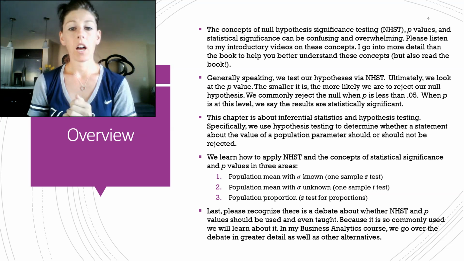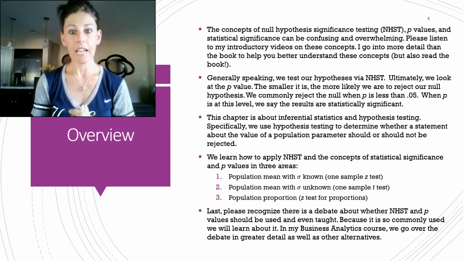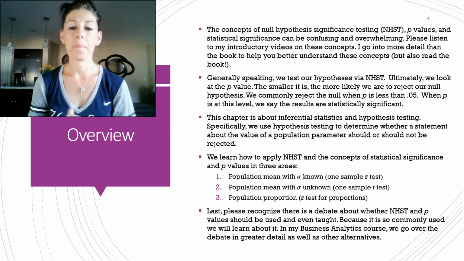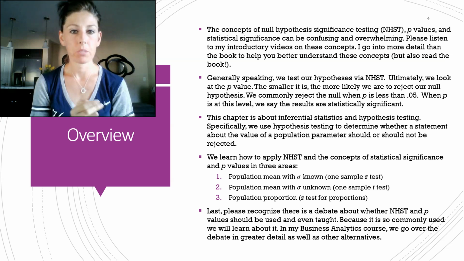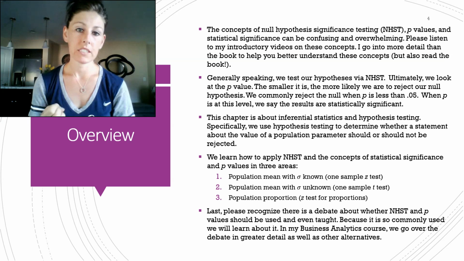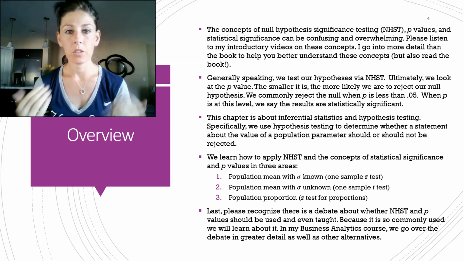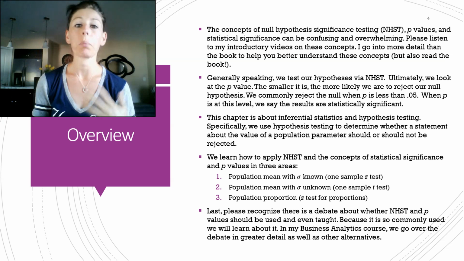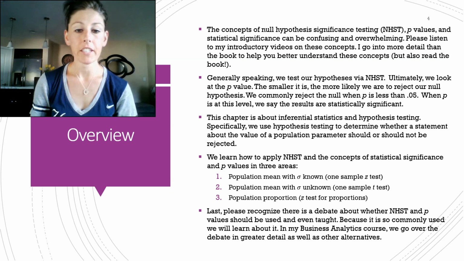Two things. One, in this chapter, we're going to learn about null hypothesis significance testing in three areas, and we've seen these before. The population mean when the standard deviation of the population is known and unknown, so we use the z-test and the t-test for those, and then the population proportion. We've seen those in previous chapters. Again, we're going to apply hypothesis testing in these areas.